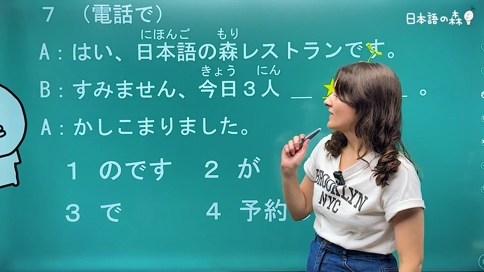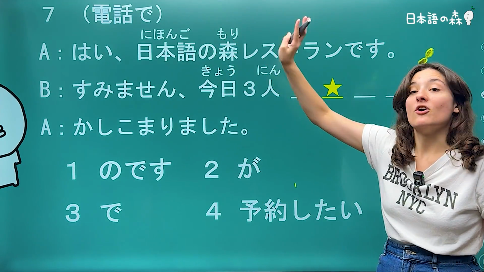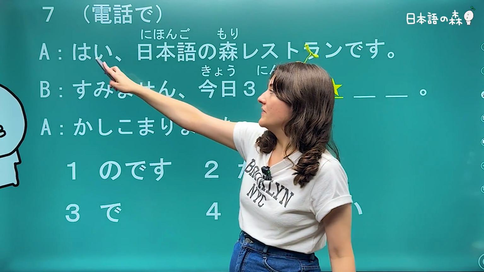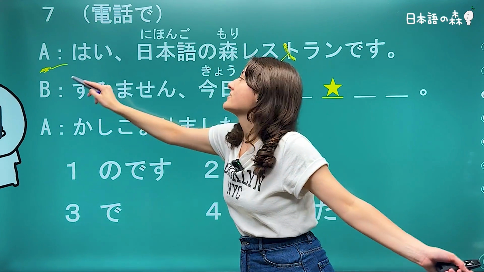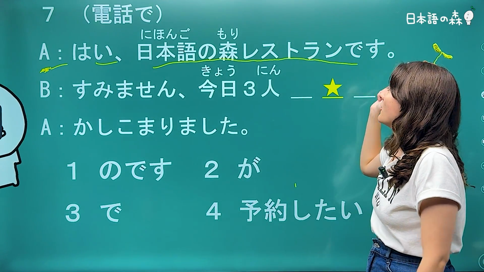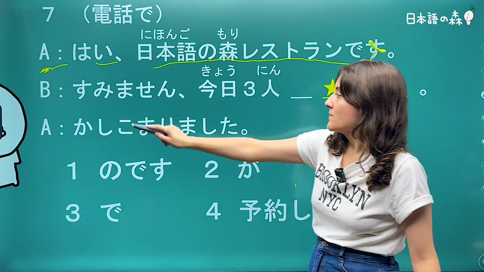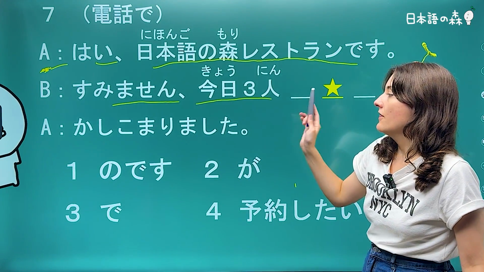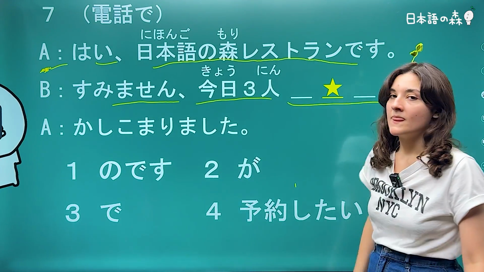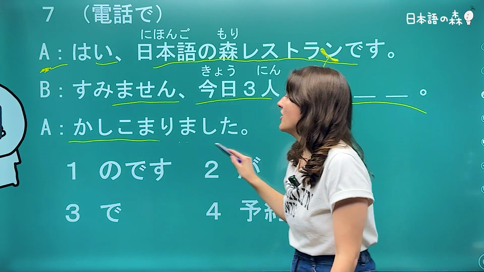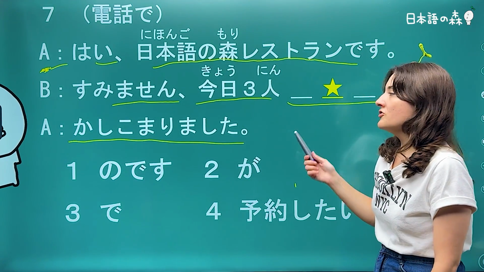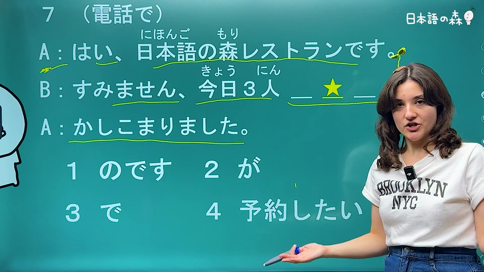So, here we have somebody calls a restaurant, right? So this is the person who works at the restaurant, right? So they're like, hello, this is Nihongo no Mori's restaurant. And then this person says, excuse me, today, 3 people, blah, blah, blah. And then the person who works at the restaurant is like, okay, understood. You got it. So usually when you call a restaurant, it's because you want to make a reservation, right?